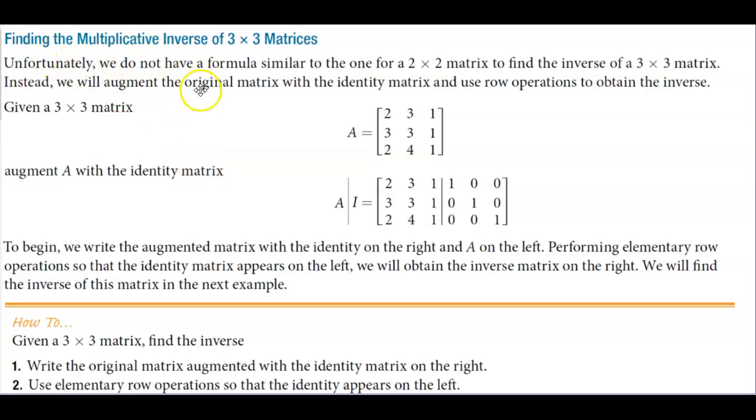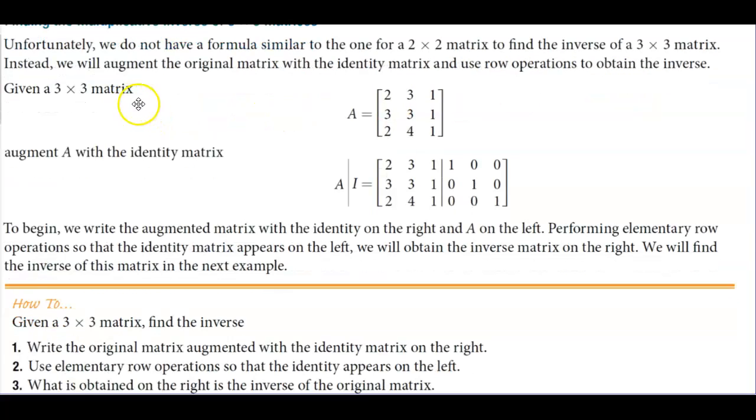Okay, finding the multiplicative inverse of a 3 by 3 matrix. Unfortunately, we do not have a formula similar to the one for a 2 by 2 matrix to find the inverse of a 3 by 3 matrix. So instead, we will augment the original matrix with the identity matrix and use row operations to obtain the inverse.